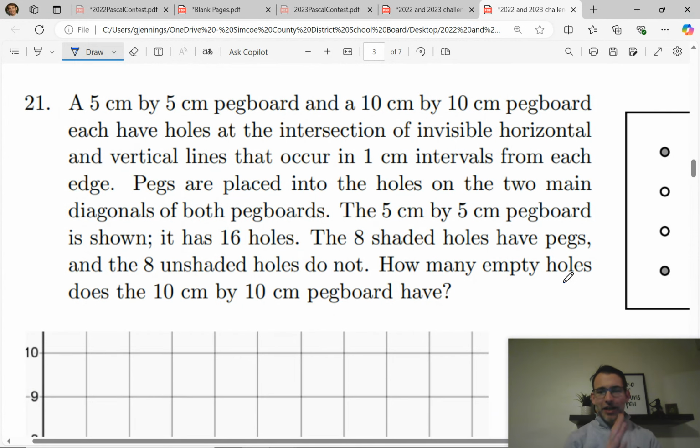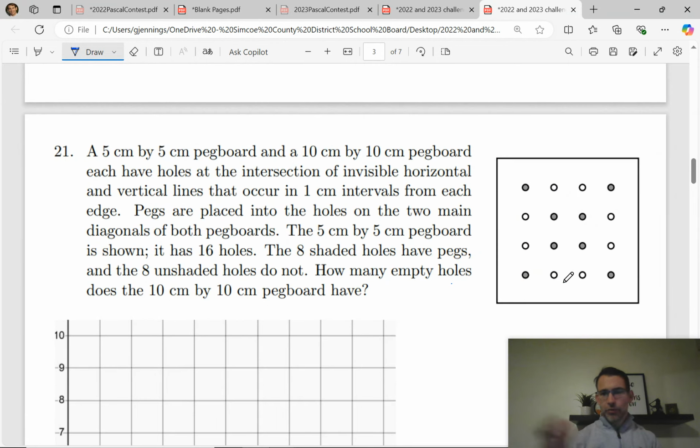It's Tutor Grant, and we are looking at question 21 from the 2022 Pascal contest. This one gives us this diagram on the right, and I've provided the diagram on the left below for us to work on. We're asked to consider a pegboard like this. This one is 5 centimeters by 5 centimeters, and there are holes every centimeter from the edge in a grid. One thing you could do is just draw on this one.